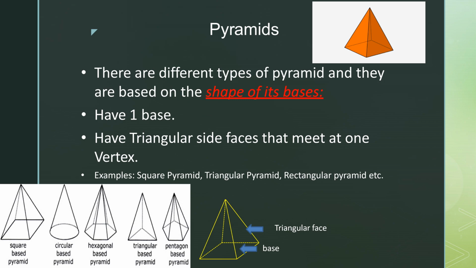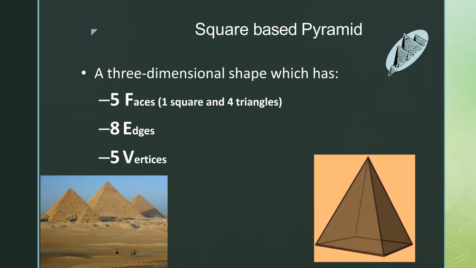Now, a pyramid, there are different types of pyramid, just like the prism, and they are based on the shape of its bases. So for a pyramid, we have one base, we have triangular sides, faces that meet at one vertex. You can see the triangular faces. And we also have examples: square pyramids, triangular pyramids, rectangular pyramids, and so on.